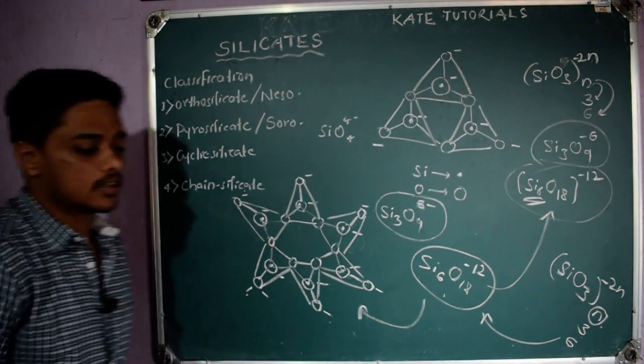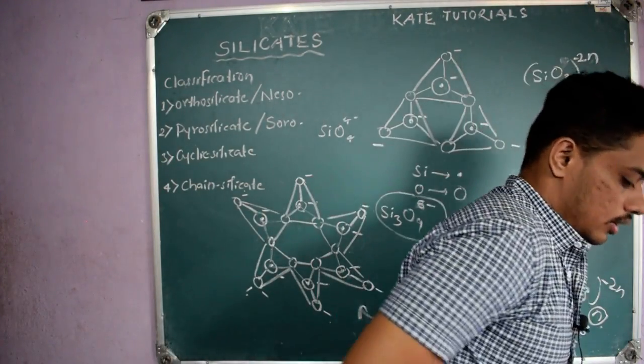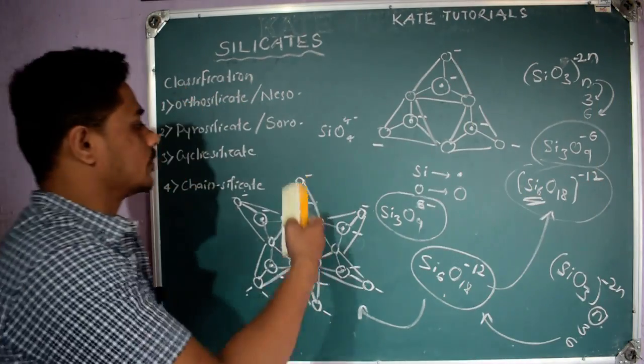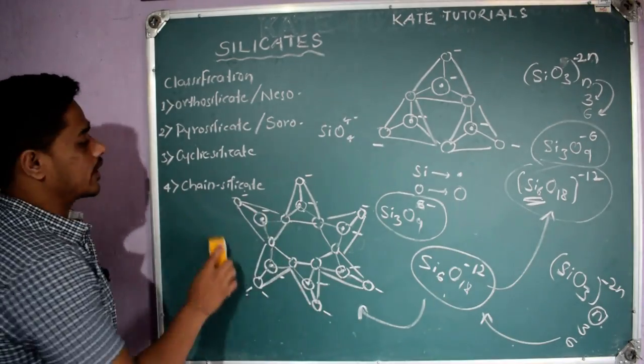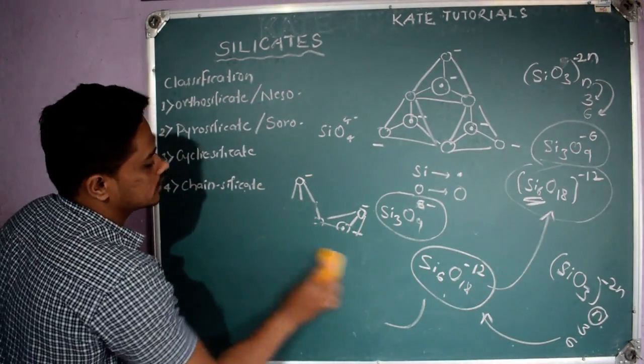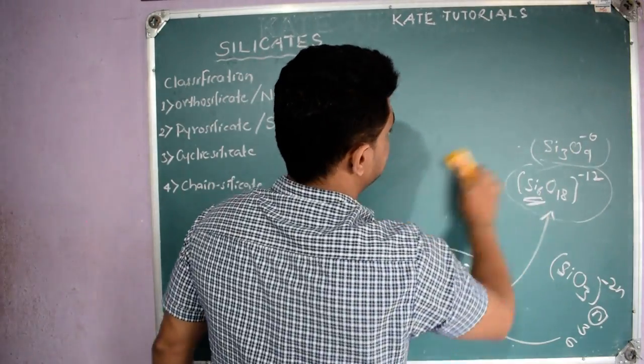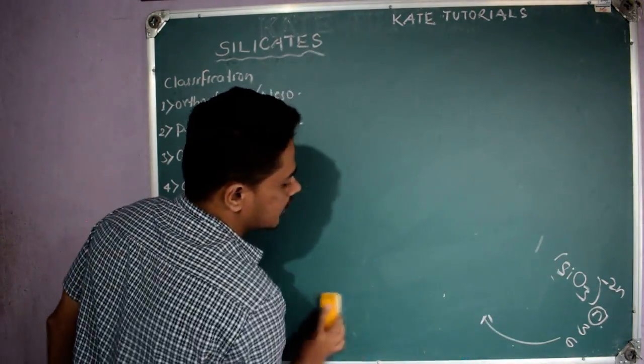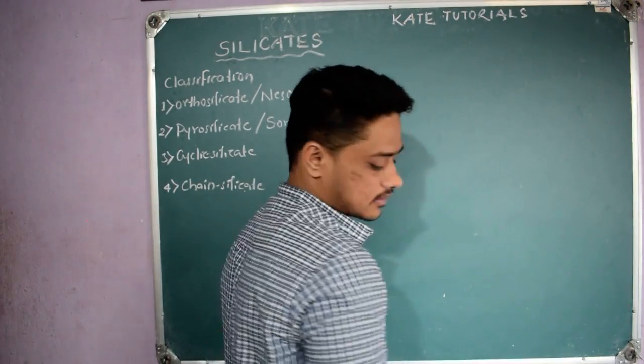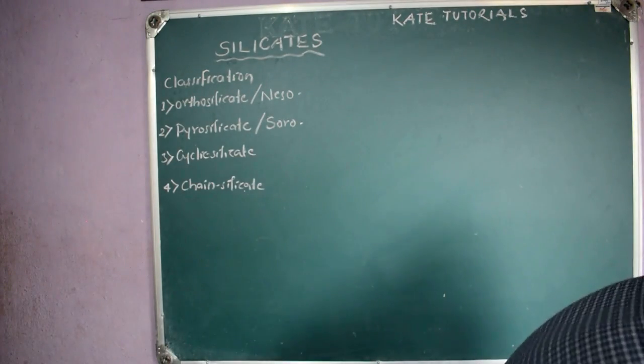This is how you should remember. I hope you got how to draw. If you feel you haven't got it, just rewind the video and watch it again. So this is the story of cyclic silicates, right? Because they will form a cyclic ring-like structure. So their structure will be like that, right?